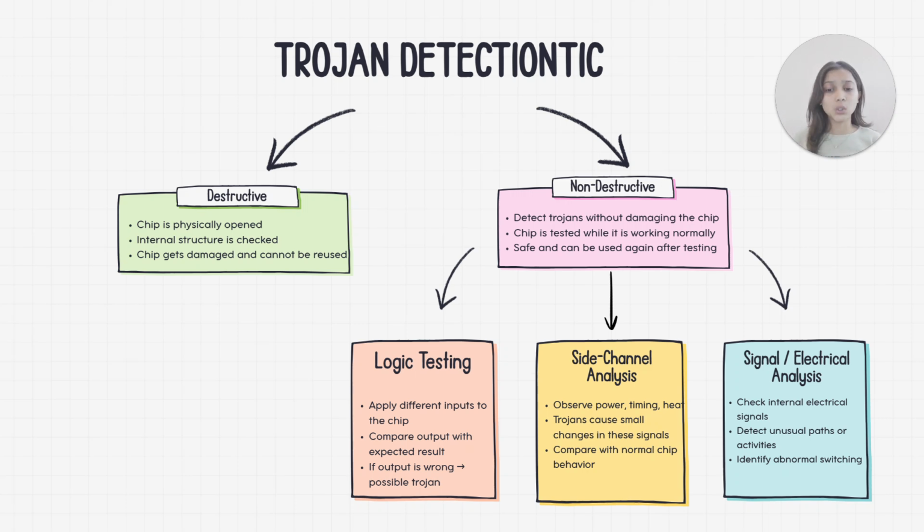Now we see logic testing. Apply different inputs to the chip and compare the output with the expected result. If the output is wrong, there is a possible Trojan. Side channel analysis. First is observe power. Power, timing, heat: a Trojan causes small changes in the signal. Compare with normal chip behavior. Now we see signal electrical analysis. Check internal electrical signals, detect unusual paths or activities, and identify abnormal switching.